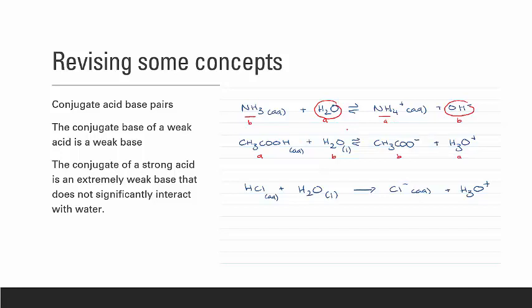On the other hand, if we've got a strong acid, like for example HCl, its conjugate base is going to be an extremely weak base that is not going to interact significantly with water. So in this case, the reaction goes in this direction, but once we've got the chloride ions, they do not react with the water to any significant extent. So this is an extremely weak base in comparison to the strength of this acid over here.